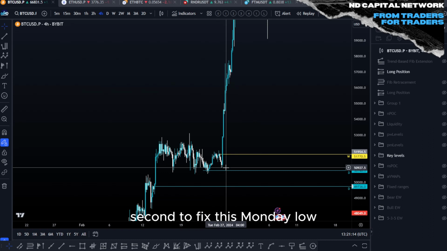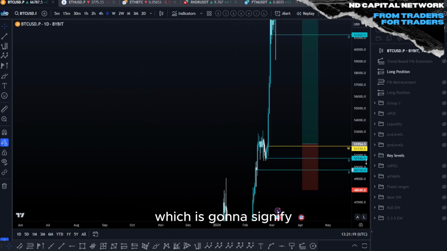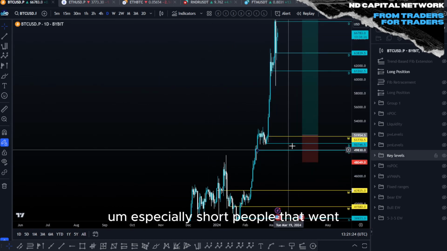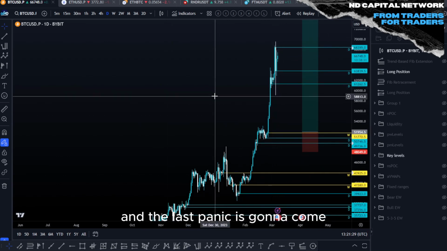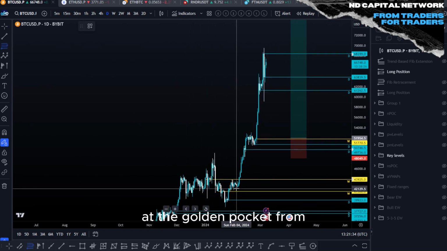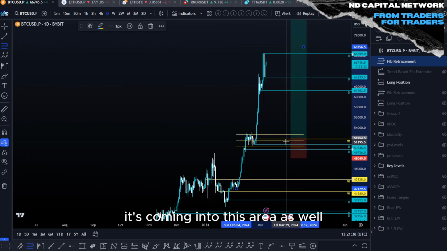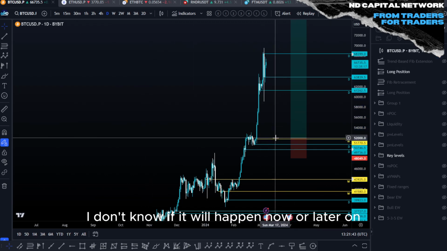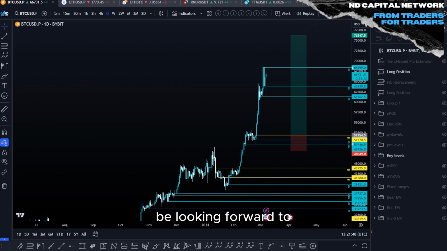Second, to fix this Monday low. And third, to tap the monthly point of control, which is gonna signify a lot of people who would like to get break even, especially short people that went short, that just want to break even, right? And a lot of panic is gonna come, and it's gonna be a good area. And also, if you take a look at the golden pocket from the expansion start till here, it's coming into this area as well. So this is gonna be a very favorable area to look for longs. I don't know if it will happen now or later on, I have no idea, but it is a very good place to be looking forward to.